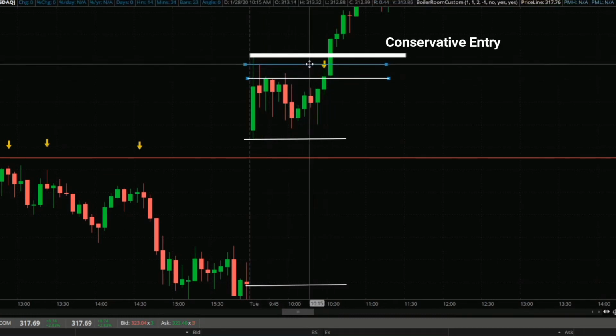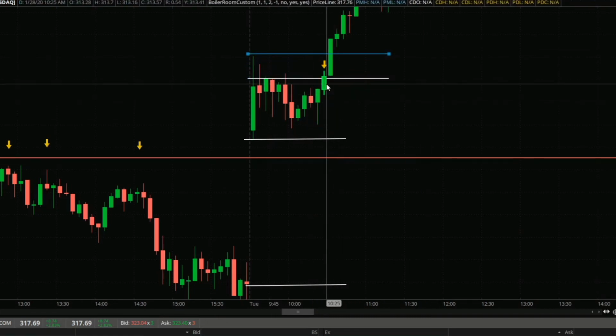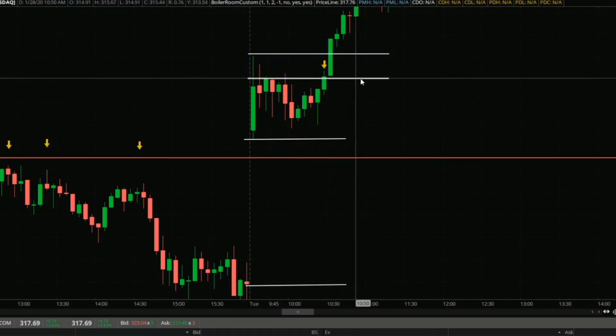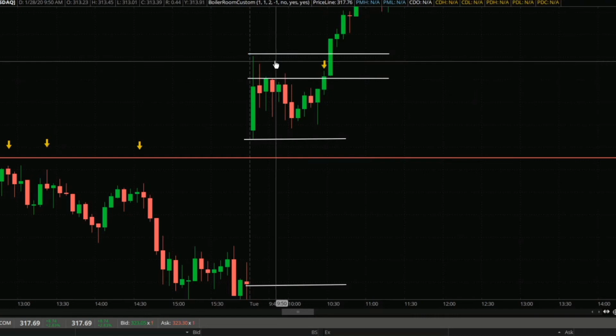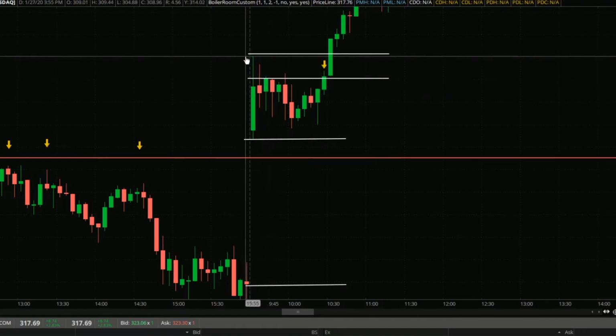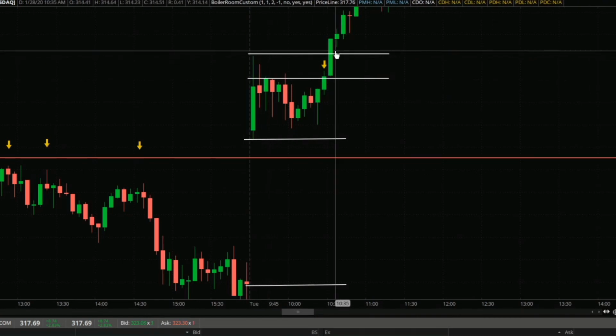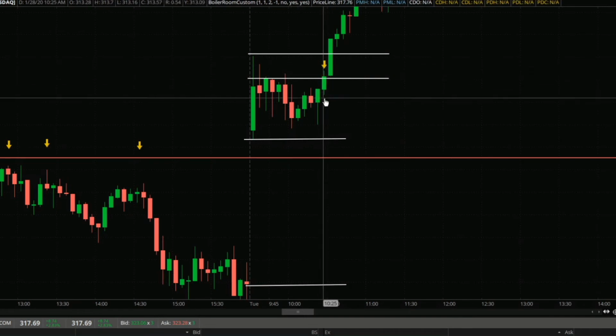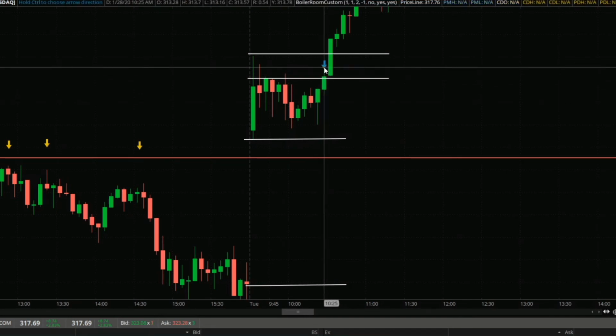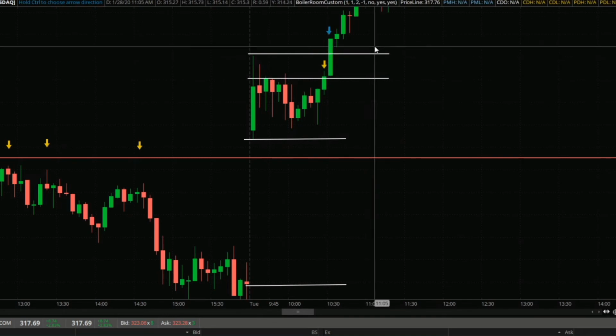So entry 1, right here. Entry 2, just over the high of this breakout candle. So aggressive traders are getting in here. Conservative traders are getting in on this candle.